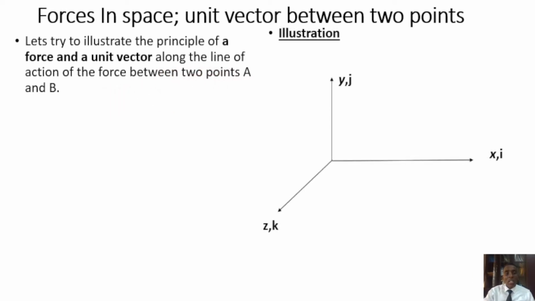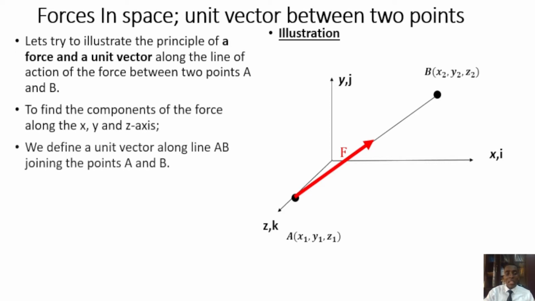So I have point A, I have point B in space. Now I have a line joining A and B right there, and then the force is acting on this line. This force can be any force at all. It could be tension or any other force, but we are looking at a force acting on the line joining 2 points A and B. Now, to find the component of the force along the x, y, and z axis, we will define a unit vector along line AB joining the points A and B, right?